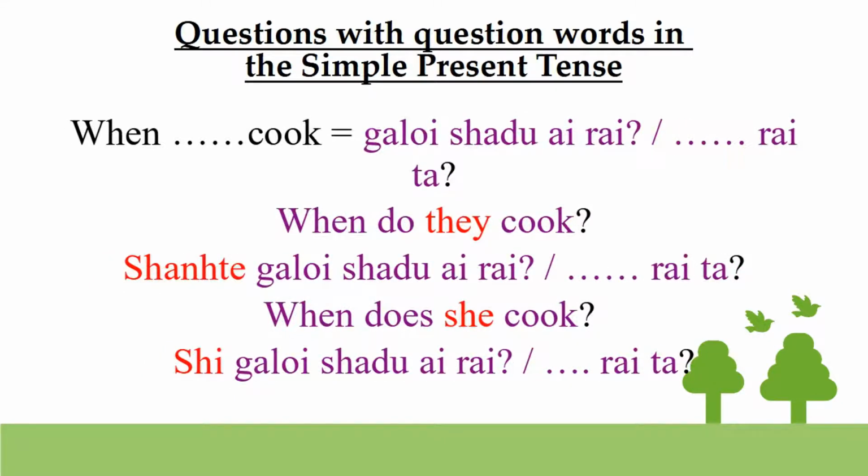When do they cook? In Kachin Jinghpaw, Shanhte, gloi shadu i rai. Or Shanhte, gloi shadu i rai da. When does she cook? In Kachin Jinghpaw, she gloi shadu i rai. Or she gloi shadu i rai da. When, in Kachin Jinghpaw, gloi, asking about the time. That is the question word.